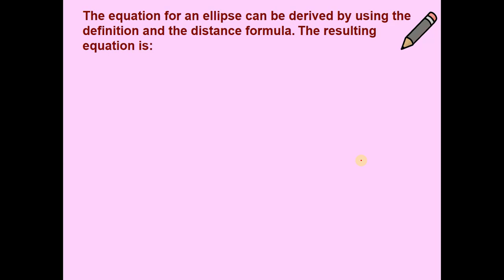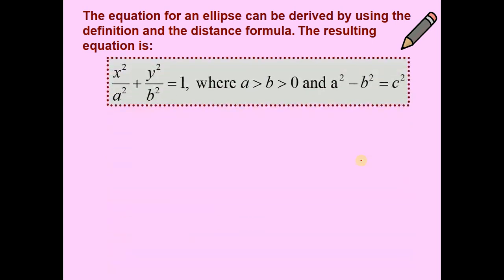There is an equation for the ellipse that you can use. It's to figure out the distance between your foci and your co-vertices and your vertices. It's derived using the definition, the distance formula, your equation of the ellipse: x squared divided by a squared plus y squared divided by b squared equals 1. That does look very similar to the equation of a circle. Now, here's the thing. A always has to be bigger than B, and B is always greater than 0, so you're never going to get negatives underneath there.